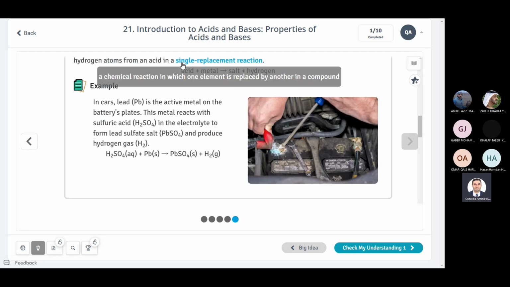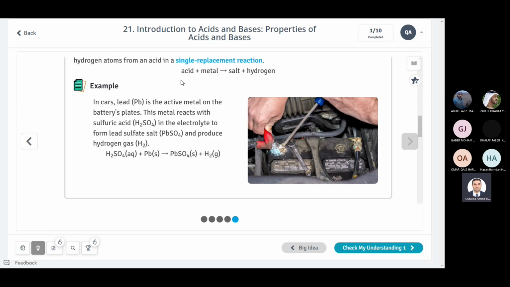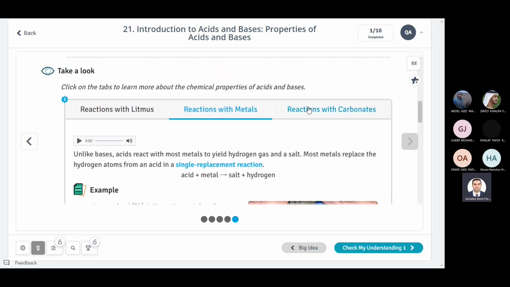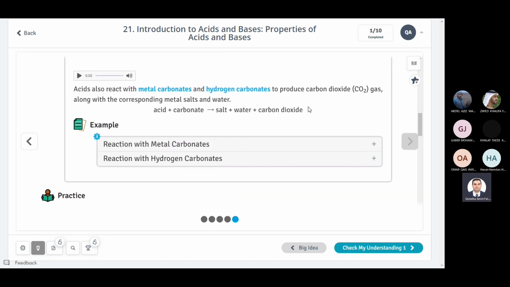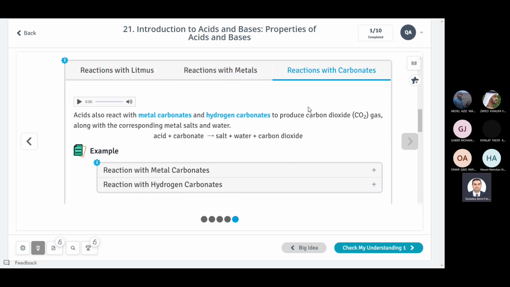Okay. Single replacement reaction between acid and the metal, which means that the metal is going to be replaced with the ion that is found here, with the hydrogen. We replace the Pb with the H, and the H comes out here. So we have a single replacement reaction. You are not required to know the term single replacement, but I'm just explaining this.